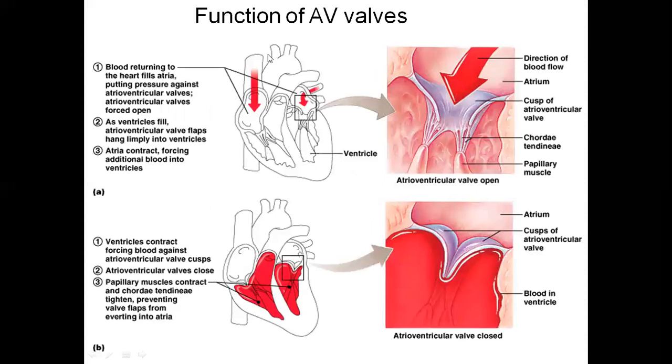Here we'll study the functions of AV valves. Blood returning to the heart fills the atria, putting pressure against the atrioventricular valves, and the atrioventricular valves are forced open. So whenever the blood is returning to the heart to fill the atria, it causes pressure on the AV valve and it opens up. Now, when the ventricle fills, the AV valve flaps hang limply into the ventricle. The atrium will contract, forcing the additional blood into the ventricles.